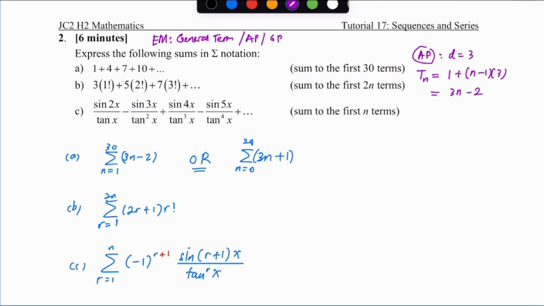Okay, let's take a look at another form. Let's say instead of 3n minus 2, you decide to use 3n plus 1. That is still possible, but n equals what such that 3n plus 1 equals 1? You must start with 0. So over here, instead of 1, you have to start with 0.